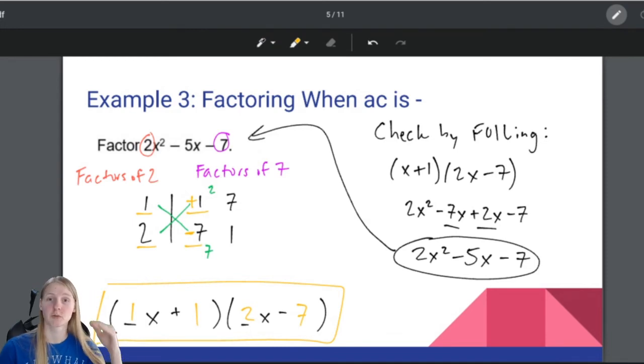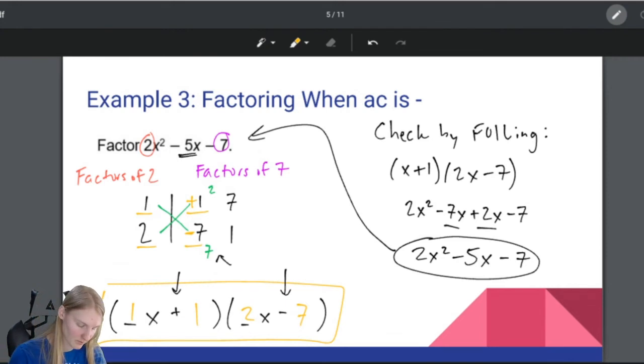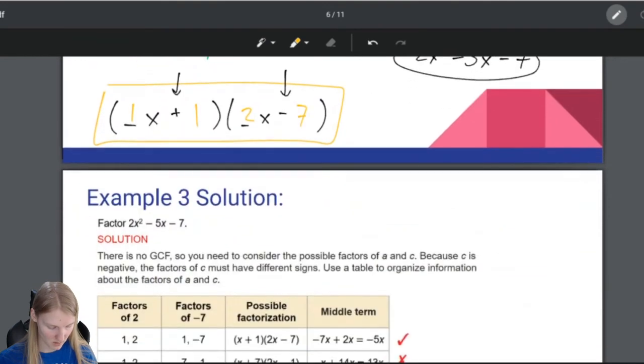So the only difference between AC being positive and AC being negative is this right here, that now one is positive and one is negative. And I have to figure out which one's positive and which one is negative. So you just look at your green numbers here and you say which one is positive, which one is negative, to give me what is in the middle here. Similar to what we did before, but a little bit different. Okay, let's check and make sure that we were right.